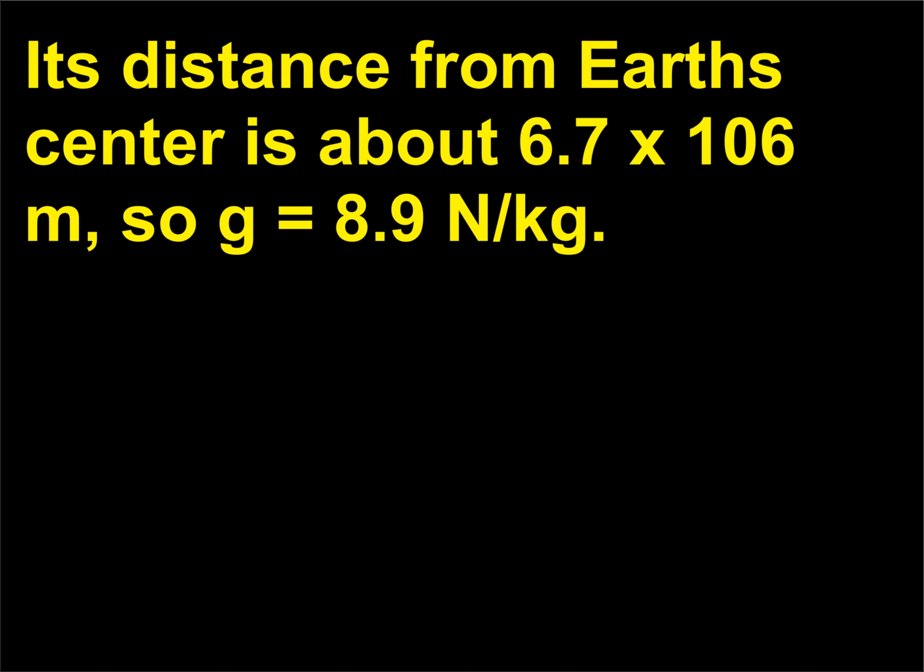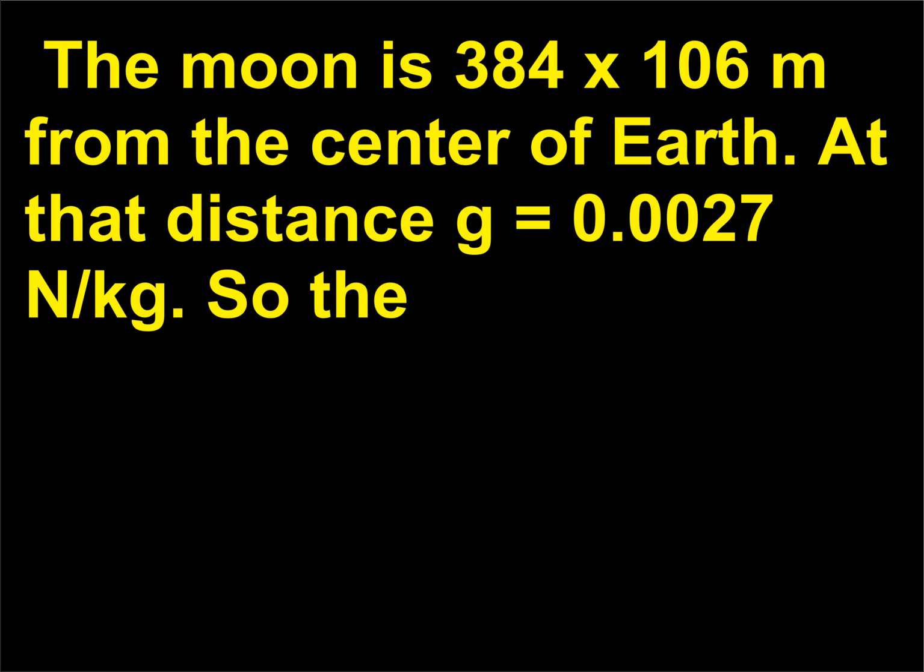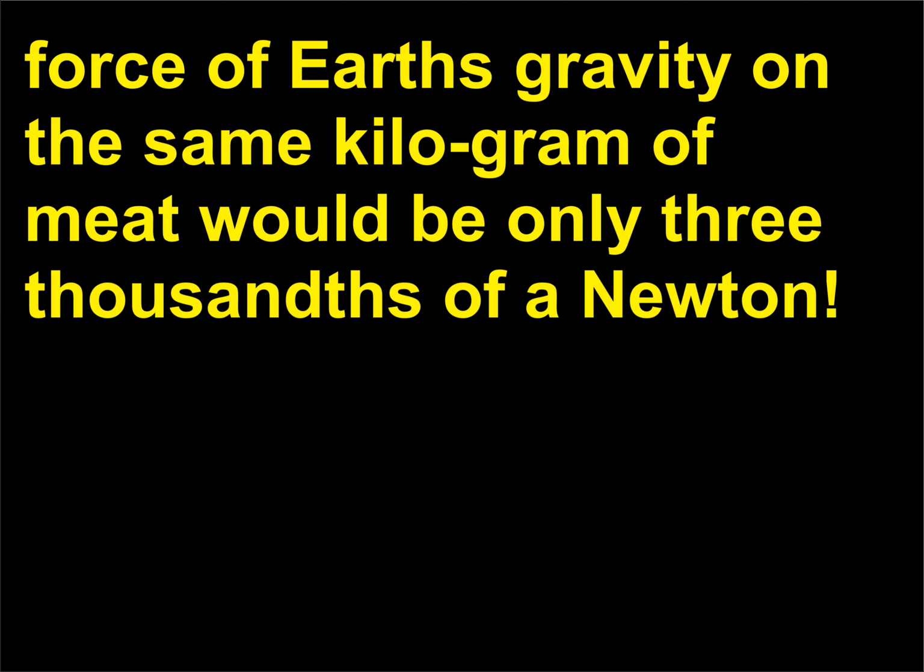Its distance from Earth's center is about 6.7 x 10^6 m, so g equals 8.9 N/kg. That's not much different than at Earth's surface. The Moon is 384 x 10^6 m from the center of Earth. At that distance g equals 0.0027 N/kg. So the force of Earth's gravity on the same kilogram of meat would be only 0.003 of a Newton.